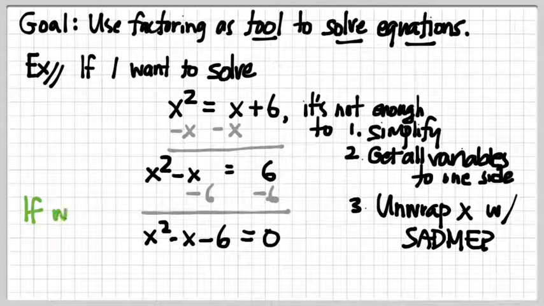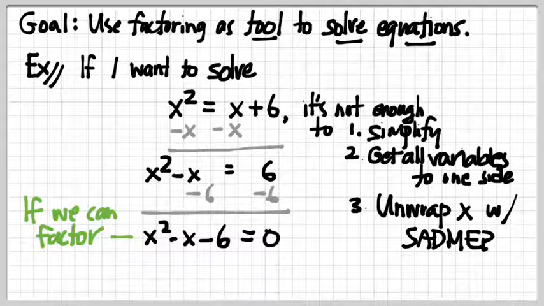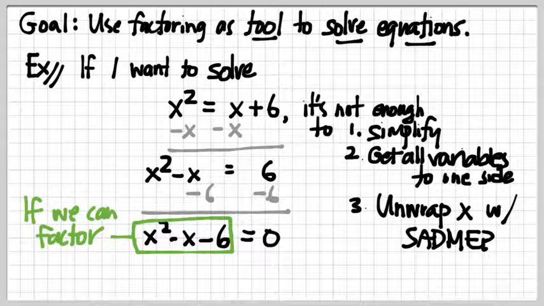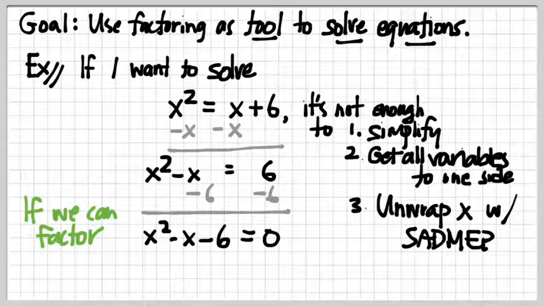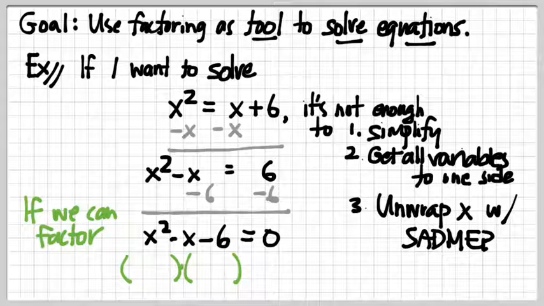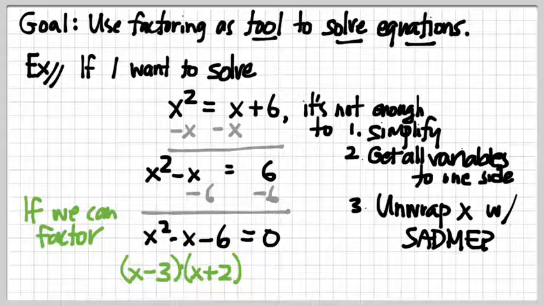If we can somehow factor this quantity, x squared minus x minus 6. So let's imagine that we can. Write it as something times something. That's what it means to factor, right? If I can factor it, and for today, let's not worry about where this factorization comes from. That's a bridge that we'll cross later on in February. But if we can factor this equation, then here's where the magic happens.